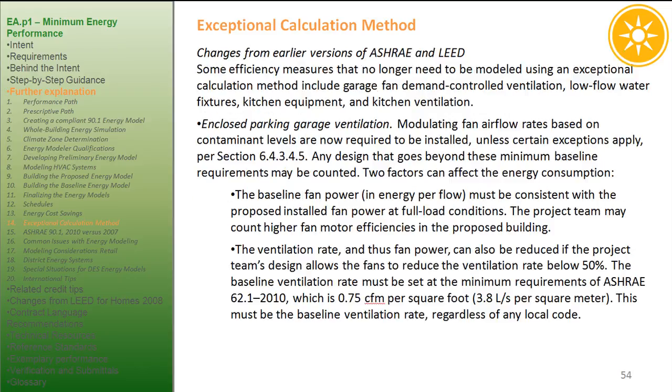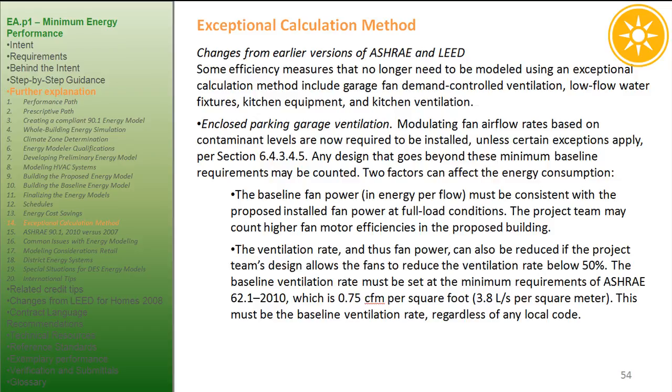Changes from earlier versions of ASHRAE and LEED. Some efficiency measures that no longer need to be modeled using an exceptional calculation method include garage fan demand-controlled ventilation, low-flow water fixtures, kitchen equipment, and kitchen ventilation. Enclosed parking garage ventilation. Modulating fan airflow rates based on contaminant levels are now required to be installed, unless certain exceptions apply, per Section 6.4.3.4.5. Any design that goes beyond these minimum baseline requirements may be counted.